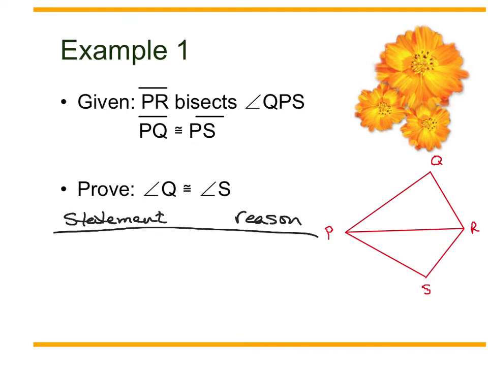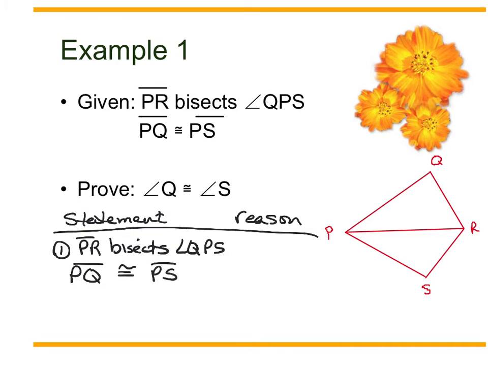Now I'm going to go ahead and write in my given, and then I'm also going to label it in my picture. So PR bisects angle QPS. And I'm also given that PQ is congruent to PS. Let me go ahead and add those markings in here. Remember, an angle bisector is going to make 2 congruent angles. So QPS, and it splits it into 2 equal parts.